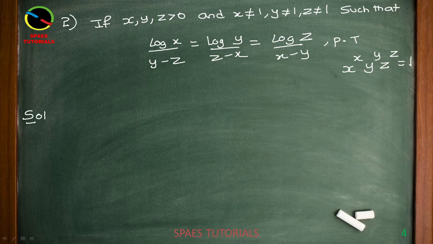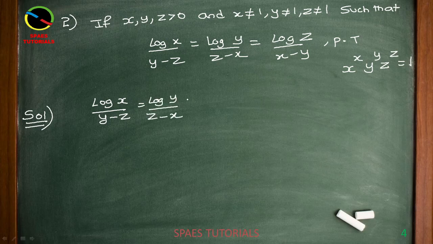Let us try to do this solution normally, like any other question, where three equal-to symbols are given. Let's take log x by y minus z is equal to log y by z minus x is equal to log z by x minus y is equal to some variable lambda.